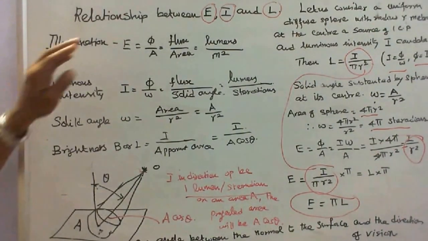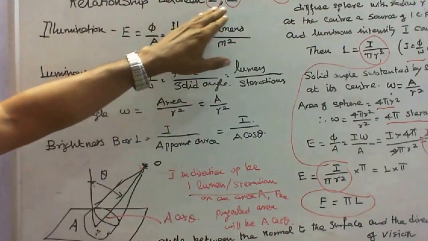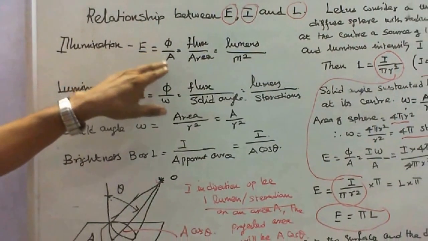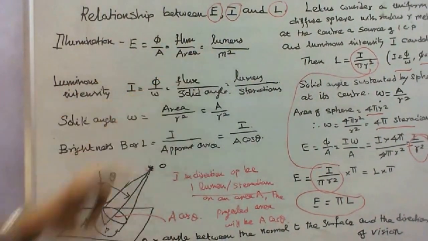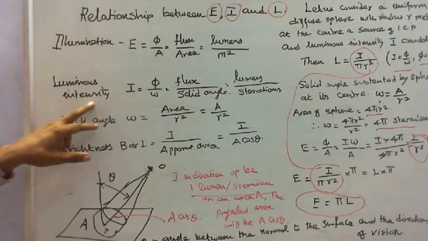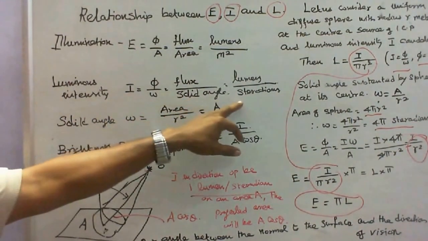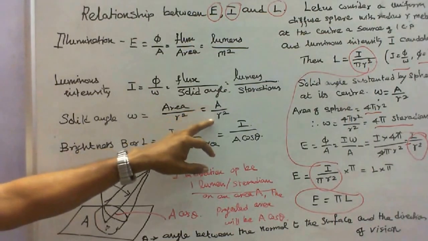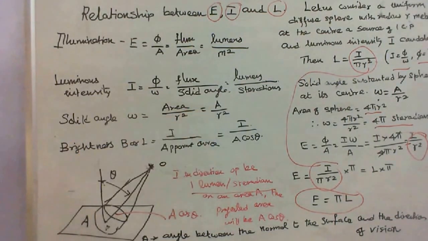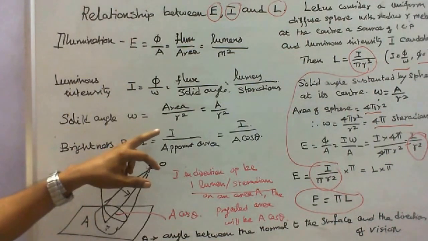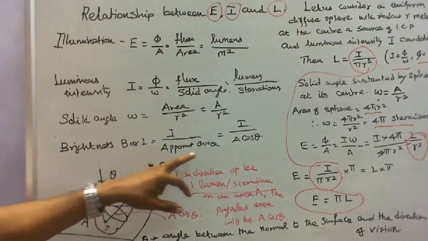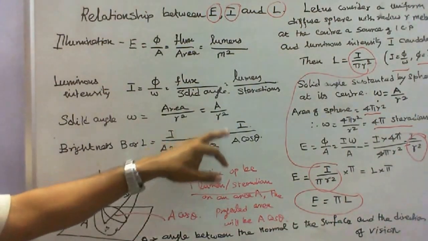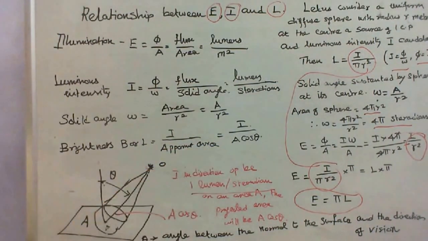Now we will derive the relation between illumination, luminous intensity and brightness. We know that illumination E is equal to φ by A, that is lumens per meter square. Luminous intensity I is equal to φ by omega, lumens per steradian. And omega, solid angle, is equal to capital A divided by R square, that is area by R square. Brightness B or L is equal to I, luminous intensity divided by apparent area, that is equal to I by A cos theta. How can I get A cos theta?